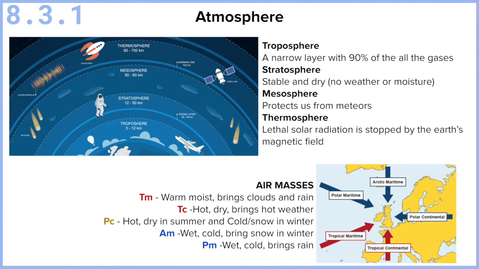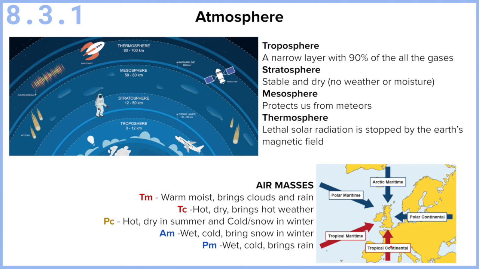And what we're going to look at first of all are things called air masses. And we can think of air masses as huge bodies or huge blocks of air. And they take on the characteristics of the land and the oceans below them. So for example, on my map here, we've got one called tropical continental. And that one comes from Africa.